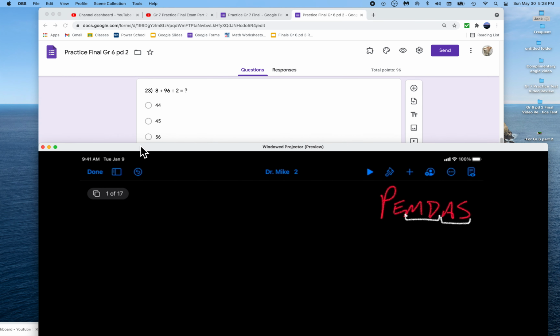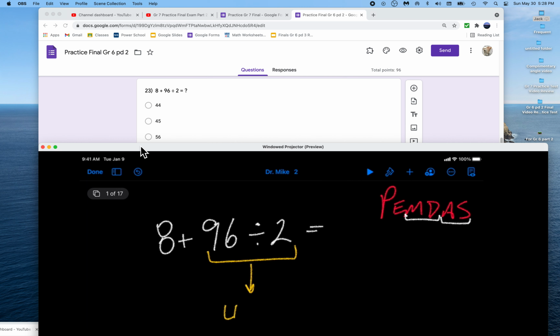56. Okay, so let's review that. 8 plus 96 divided by 2 equals. Okay, division comes first, so we're going to do 96 divided by 2. That's going to be 48. And then we're going to add 8 to that, and we're going to get 56 as our final answer.